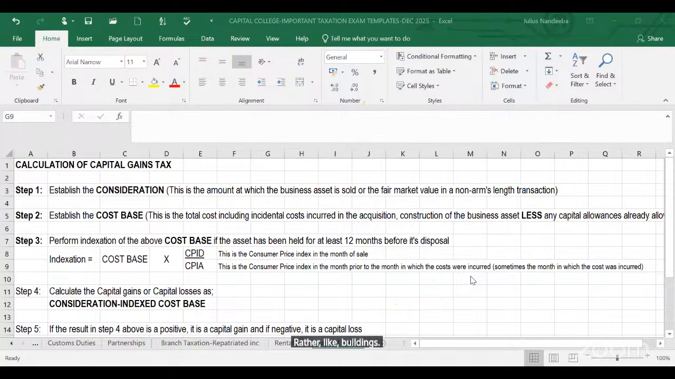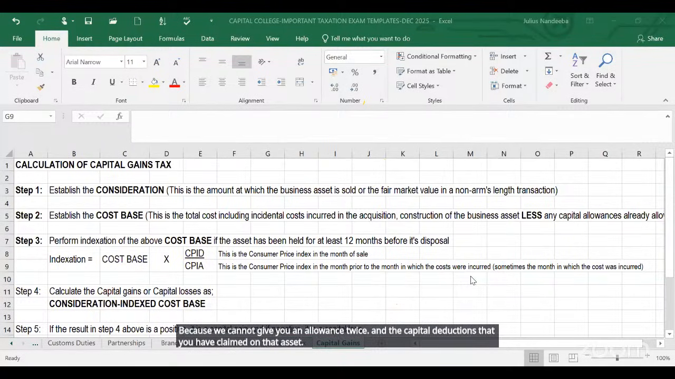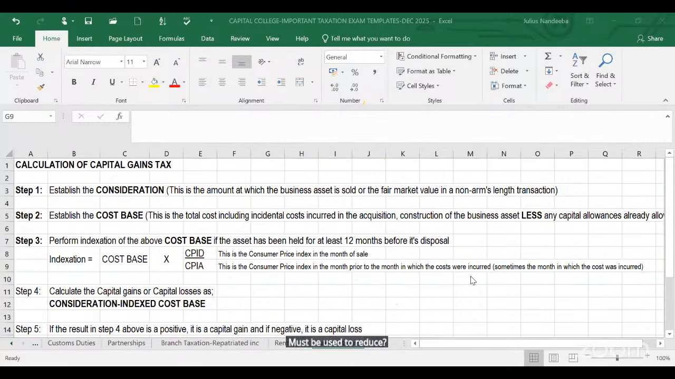you're going to first ask yourself, from the time I constructed this building, have I claimed any capital deductions? If you have claimed any capital deductions, the capital deductions must be removed from the cost, because we cannot give you an allowance twice. Any capital deductions that you have claimed on that asset must be used to reduce the cost base before we can do the indexation.